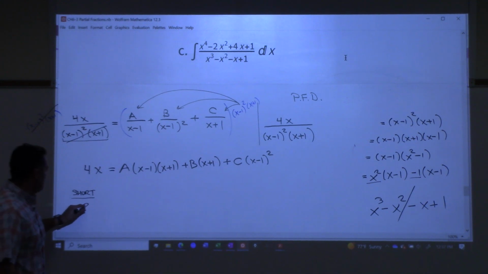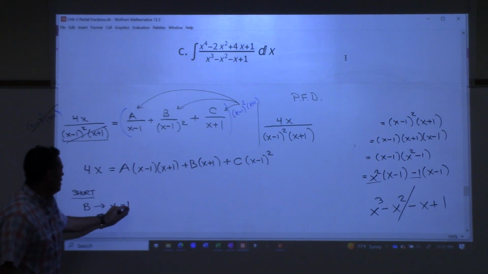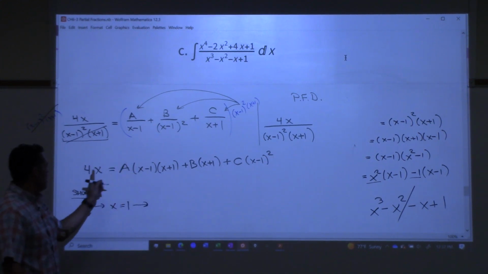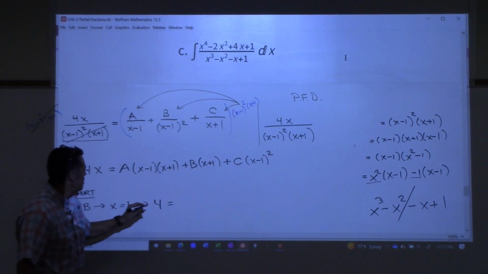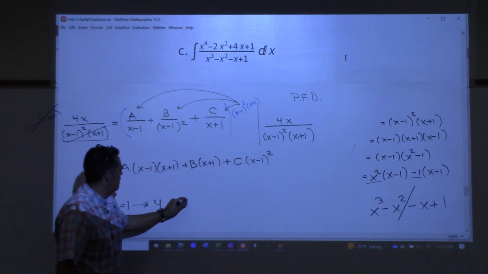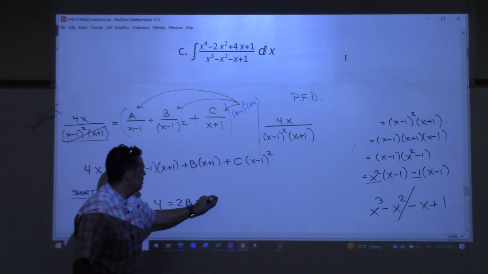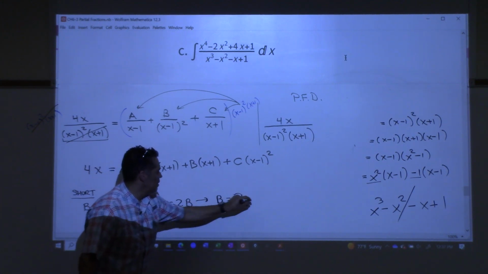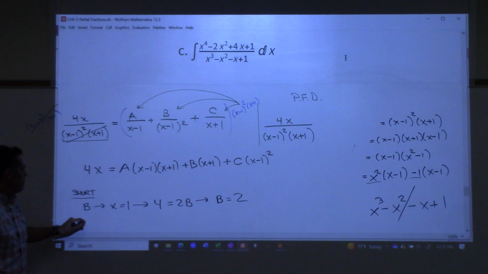To get b, I'm just going to do this real fast. I'm going to let x be equal to 1. If I let x be equal to 1, this turns into a 4 equals gone, gone. That's 2b, which means b is 2. Okay, I'm moving through that quickly. Now I'm going to go get c.